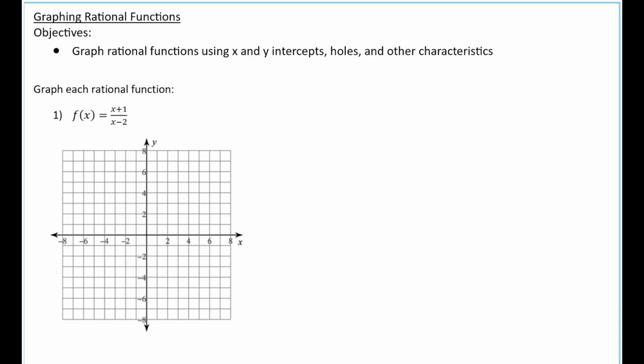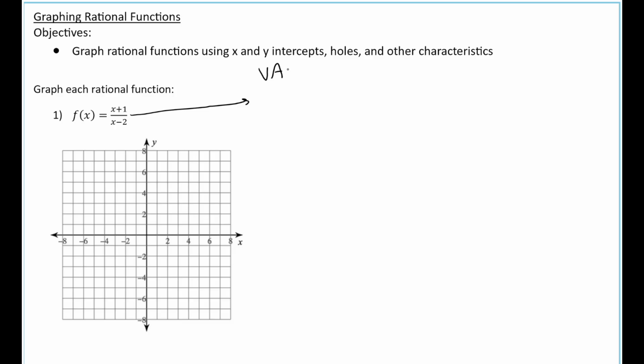In this video, we are going to learn how to graph rational functions. So we've already learned about holes, x and y intercepts, as well as asymptotes, and we're going to need those. So let's start off with vertical asymptotes and horizontal asymptotes. That's going to help us figure out where our curves will go.